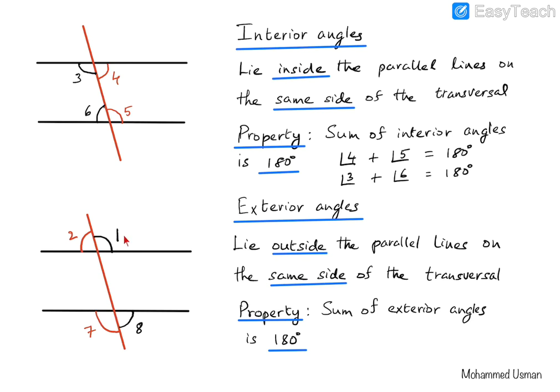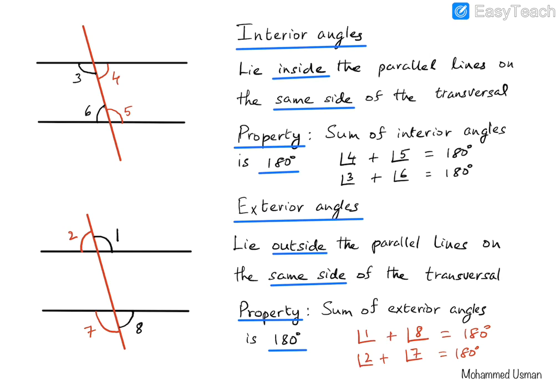So angle 1 and angle 8 are exterior angles. That's the first pair of exterior angles. And angle 2 and angle 7 is our second pair of exterior angles. And the property for exterior angles is the same as the property for the interior angles. That is, the sum of the exterior angles is also 180 degrees. That means angle 1 plus angle 8 will be 180 degrees, and angle 2 plus angle 7 is also equal to 180 degrees. So that's our property for exterior angles.